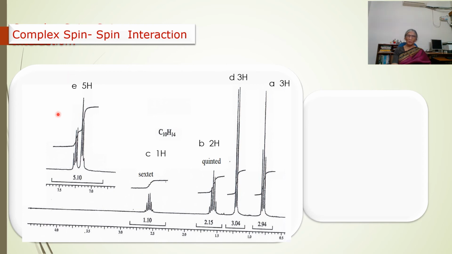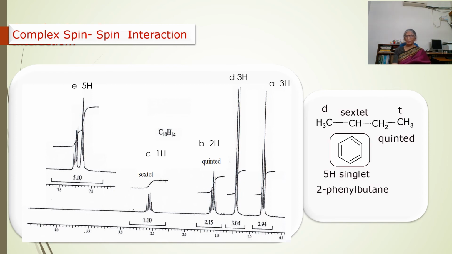These 5 equivalent protons are aromatic protons, as they show absorption downfield, close to 7.2 ppm. Now signal A is a triplet, signal D is a doublet, signal B is a quintet, and signal C is a sextet. From the multiplicity of the signals, we can establish that the compound is 2-phenyl butane. This is the structure of 2-phenyl butane, and we can correlate the structure with the signals.